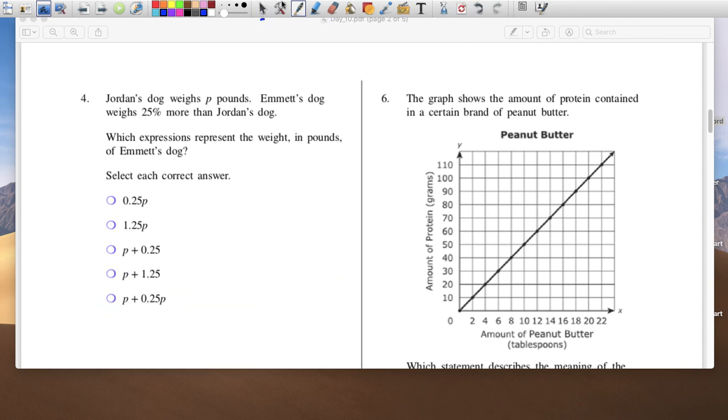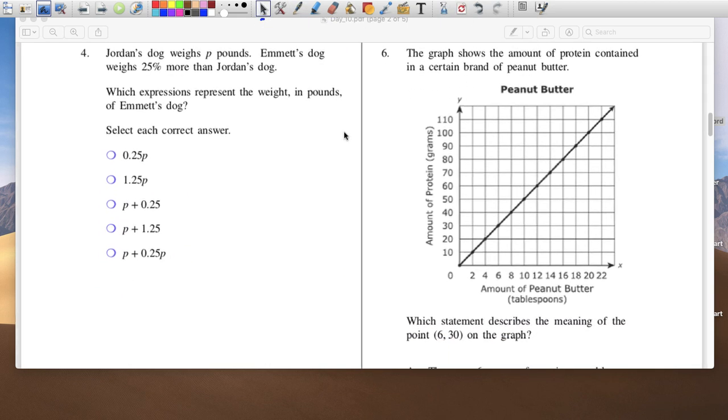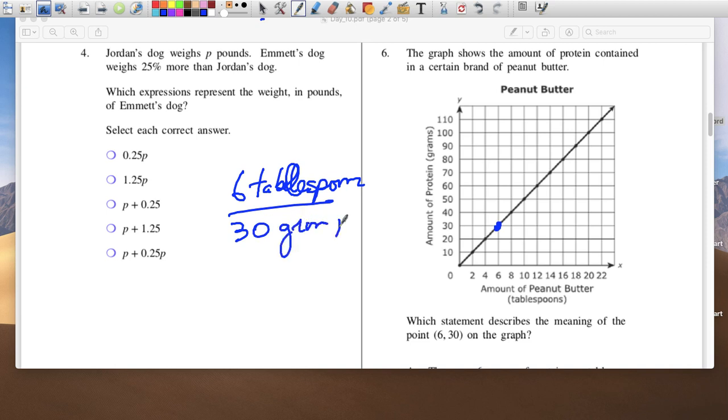6. Here is something, I have no idea what we're talking about. The graph shows the amount of protein in peanut butter. Which statements describe the meaning of the point (6, 30)? It is this one. So you need 6 tablespoons and you get 30 grams of what? Protein. 30 grams of protein. So that's what it's saying, protein.